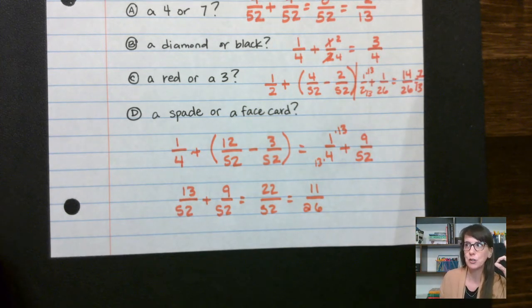So that's what they mean when they say mutually exclusive. You got to ask yourself, okay, is there something that can overlap? Can they count for both of them? And if there is, you need to subtract it.